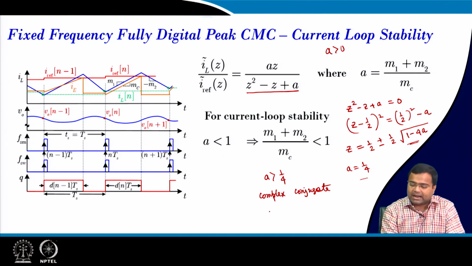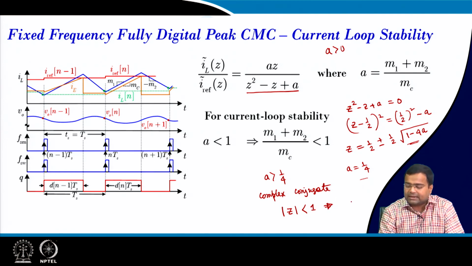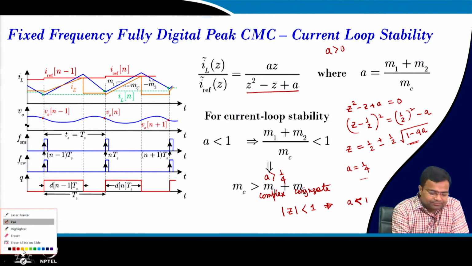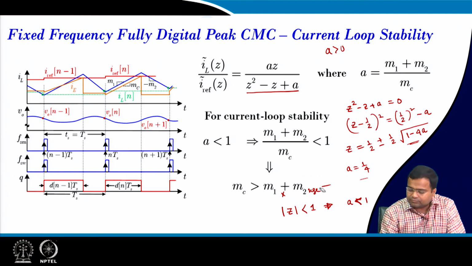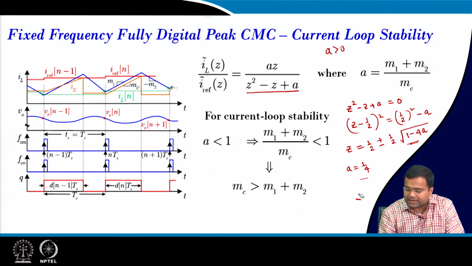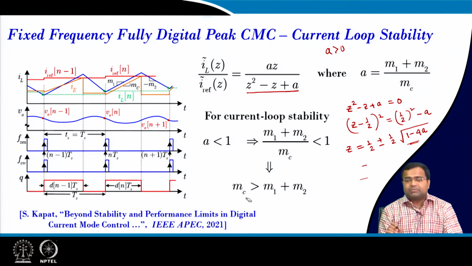So you can prove that the magnitude of Z being inside the unit circle implies that A must be less than 1. So that can be proved. I am not deriving it. So that means A must be this, and what is A? It is (M1 plus M2) by MC.